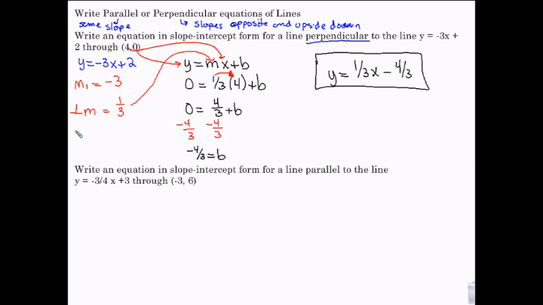Okay, so the first step is to find the correct slope. You know, if it's parallel, it'll be the same. If it's perpendicular, you flip it over and change the sign. Then we plug in and solve for b. And then we plug both the slope and the b in to get the equation.